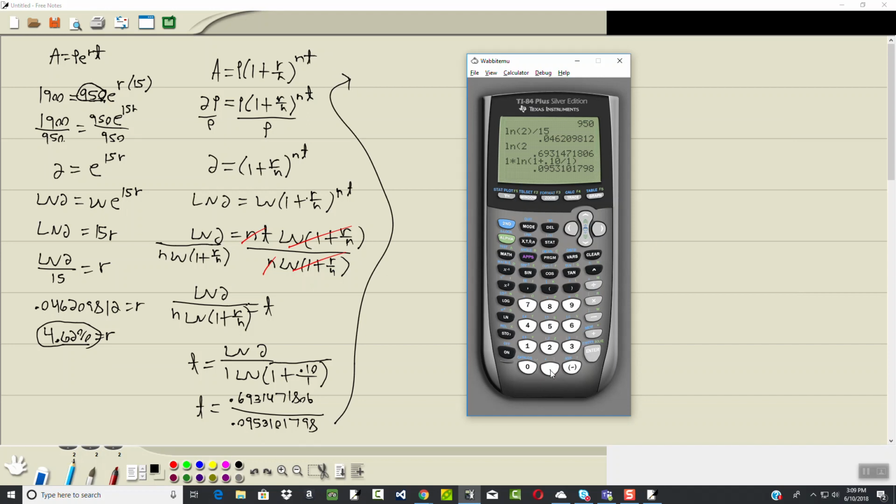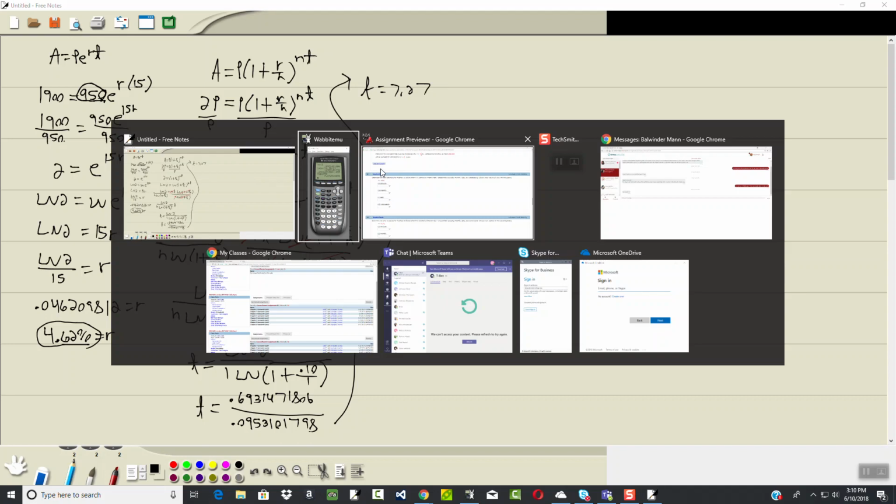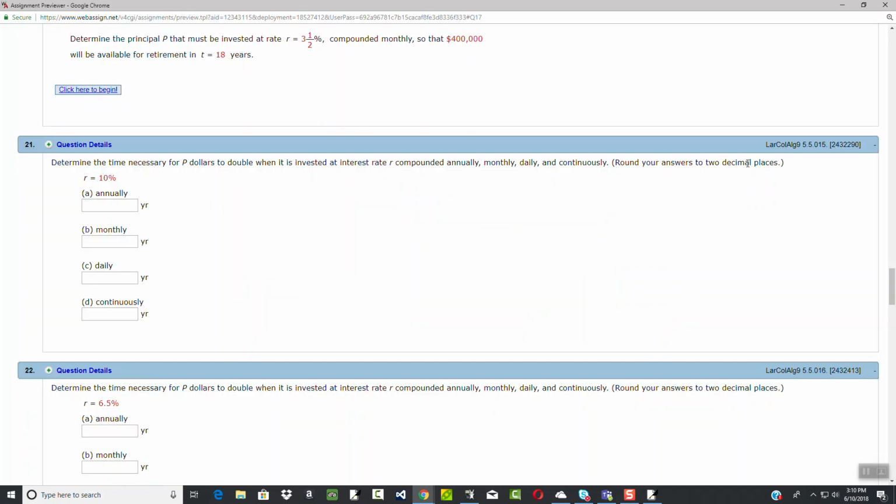So then, let me see, 0.693147 1806 divided by 0.09531 01798, assuming I typed all the numbers in right. 2 decimal places would be 7.27. Let's see if that's right. 2 decimal places? Yeah, 2 decimal places.